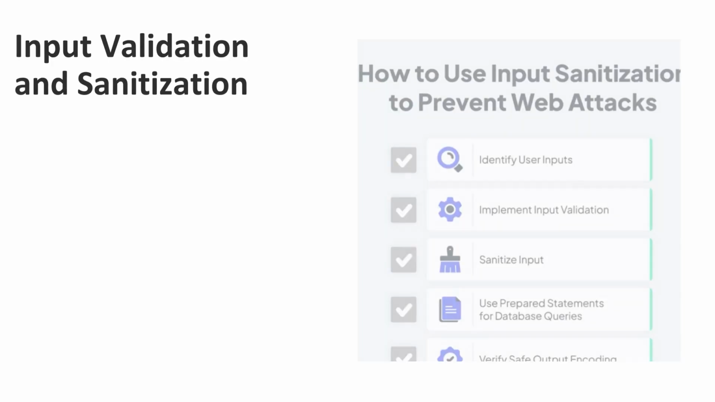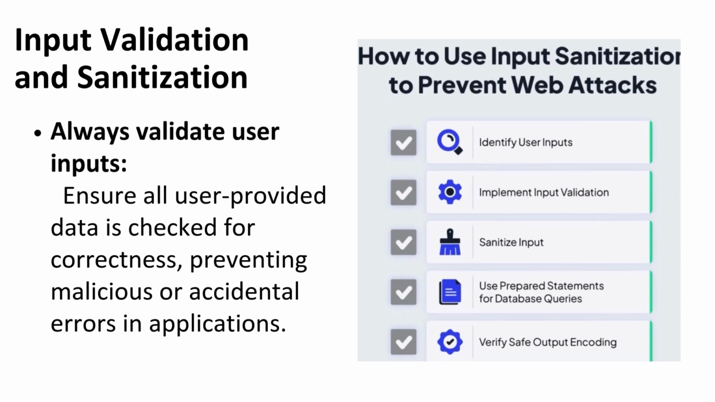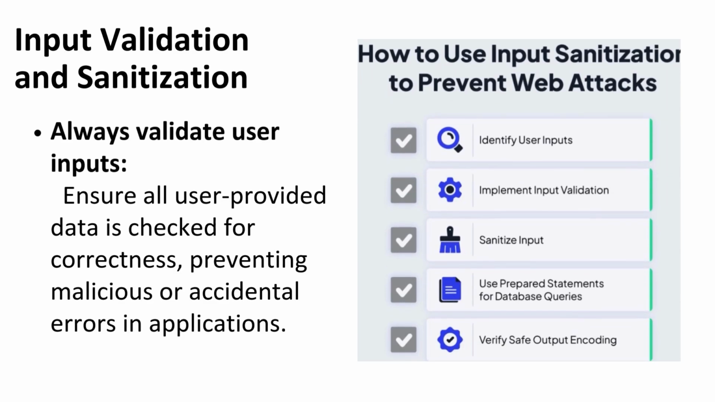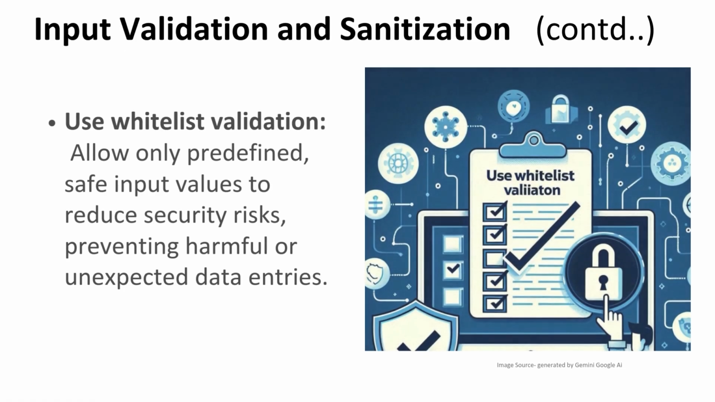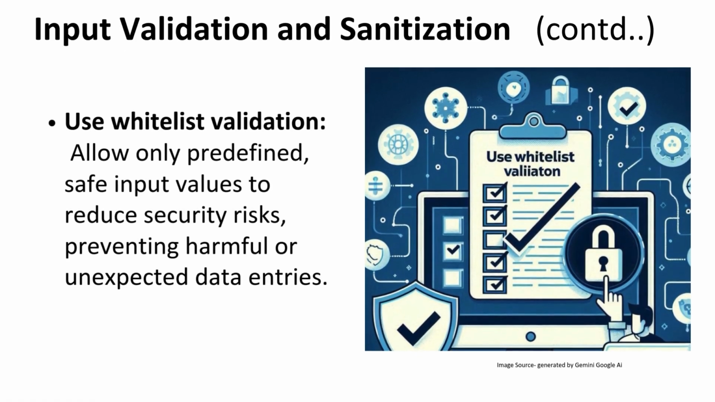Now, input validation and sanitization. Always validate user inputs. Ensure all user-provided data is checked for correctness, preventing malicious or accidental errors in the application. So, how to use input sanitization to prevent web attacks? Identify user inputs, implement input validation, sanitize input, use prepared statements for database queries, and verify output encoding. Use whitelist validation. Allow only predefined safe input values to reduce security risks, preventing harmful or unexpected data entries.